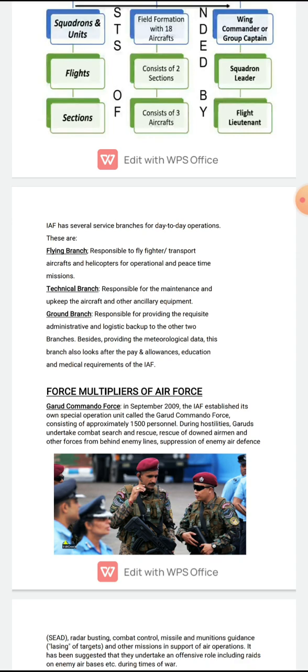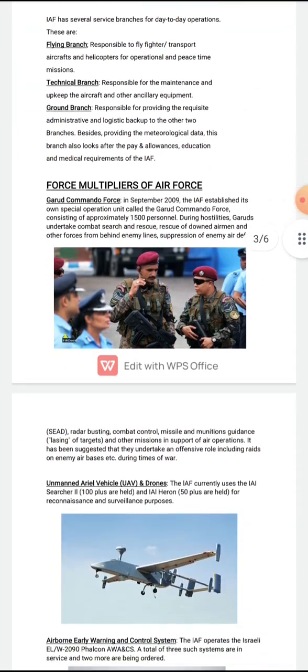Now comes the ground branch. This branch generally provides all the meteorological data to the fighter pilots, like if any aircraft is going in the air, this ground branch comes into action. They provide all the data of the weather and other things to the fighter pilot or air force pilot, so that they know what the weather of the location is, and they fly according to it. Other than that, ground branch also takes care of the pay and allowances, education and medical requirements of the personnel.